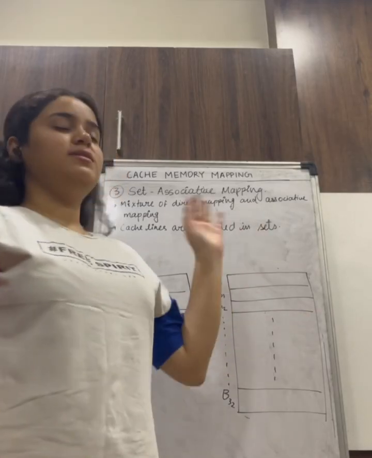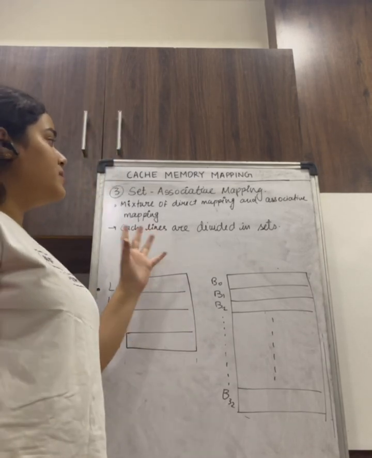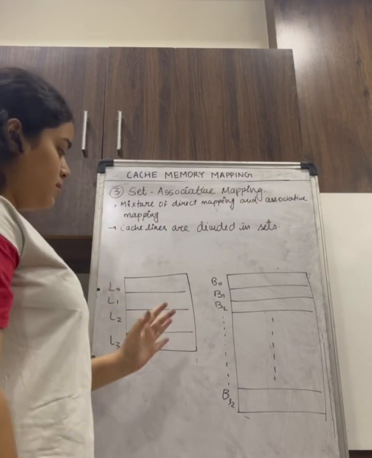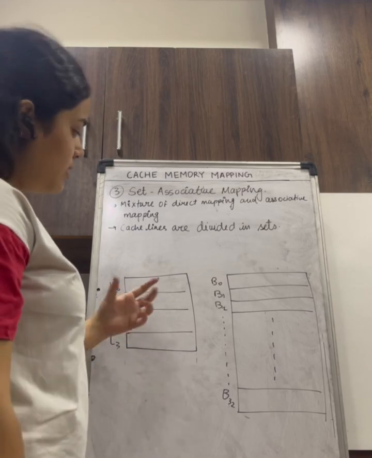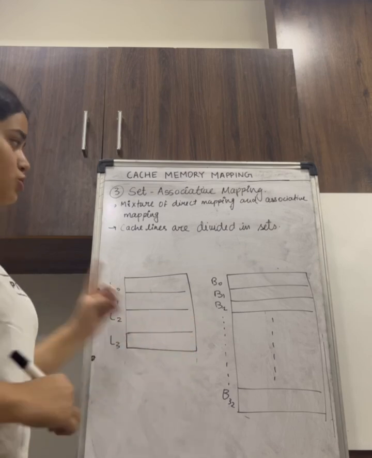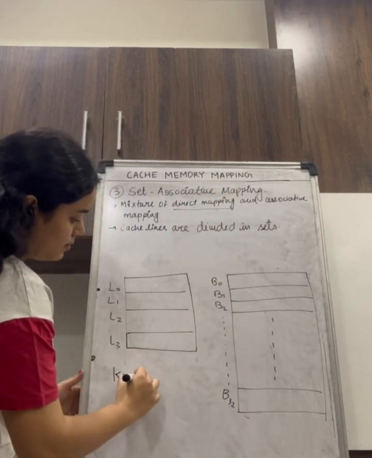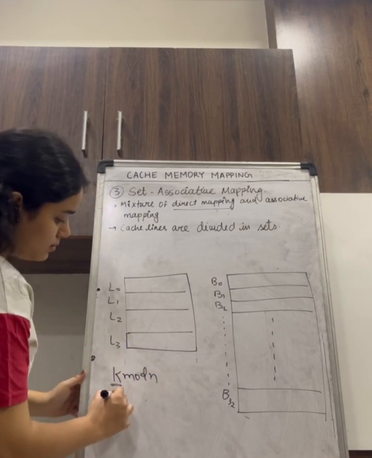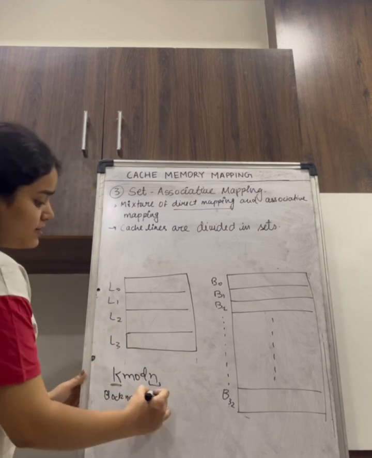We will discuss set associative mapping. Set associative mapping is a mixture of direct mapping and associative mapping. In this type of mapping, the cache lines are divided into sets. So for mapping each block in the cache, we use the mapping function from the direct mapping technique, which is K mod n, where K is the block number and here n becomes the number of sets.